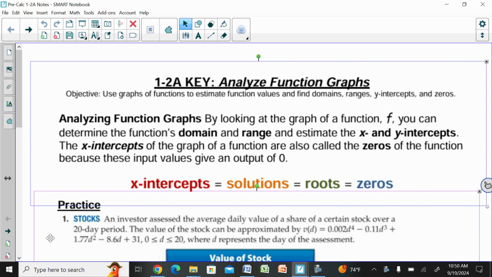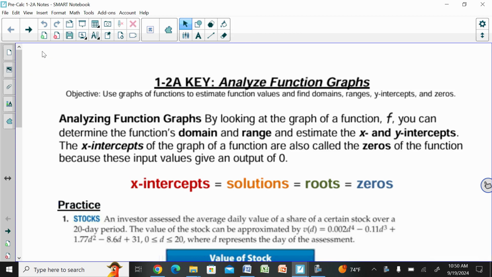1-2A. So today we're going to be talking about analyzing function graphs. We're going to take a look at some graphs, and then we'll be able to look at them and estimate certain things, function values, and then find their domains, ranges, y-intercepts and zeros.